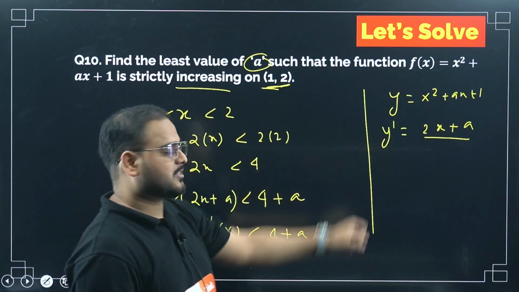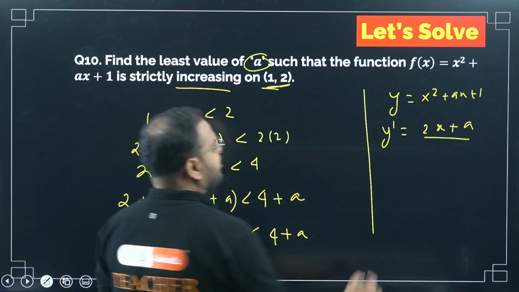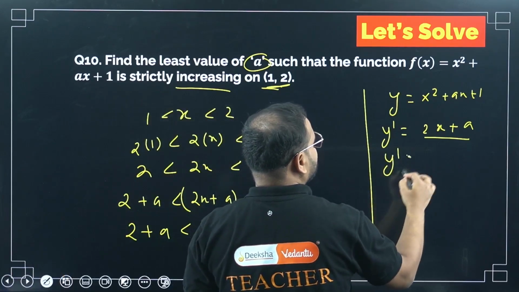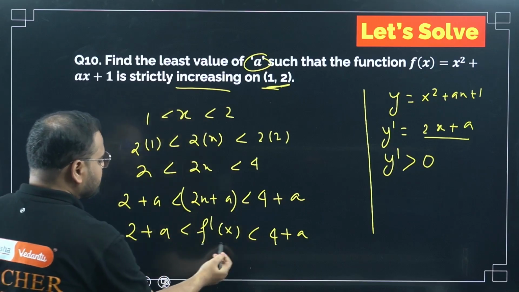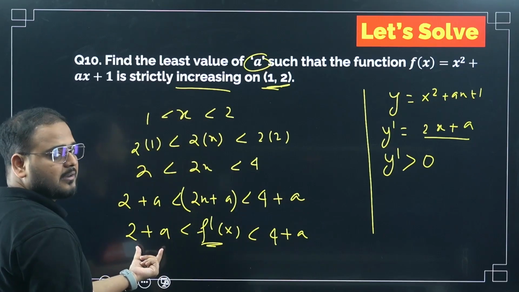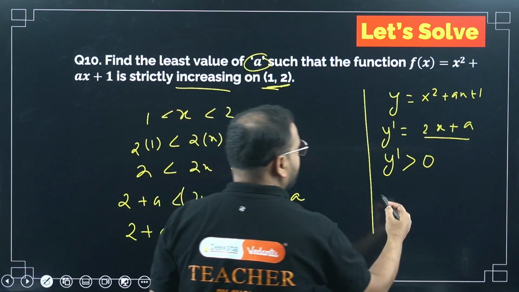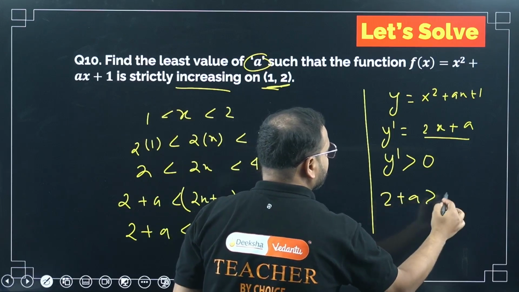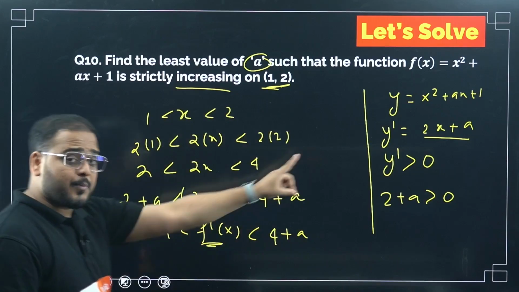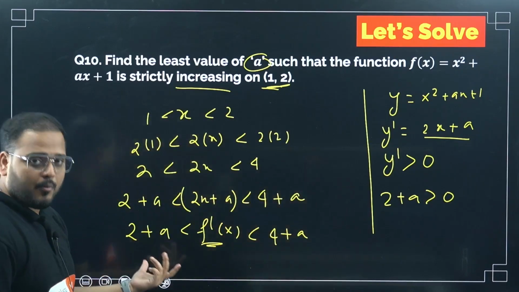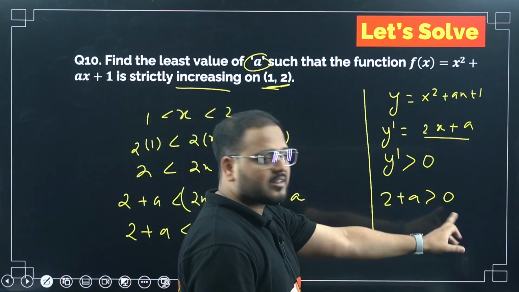Yes or no? What is 2x plus a? My derivative, y dash. What is the condition? Y dash should be greater than 0. And y dash should be greater than 2 plus a. Basically, what I can reduce here is that 2 plus a should be greater than 0. Think about it. Y dash should be greater than 2 plus a and it has to be positive also. It means this number has to be positive also, so greater than 0 I can put here.